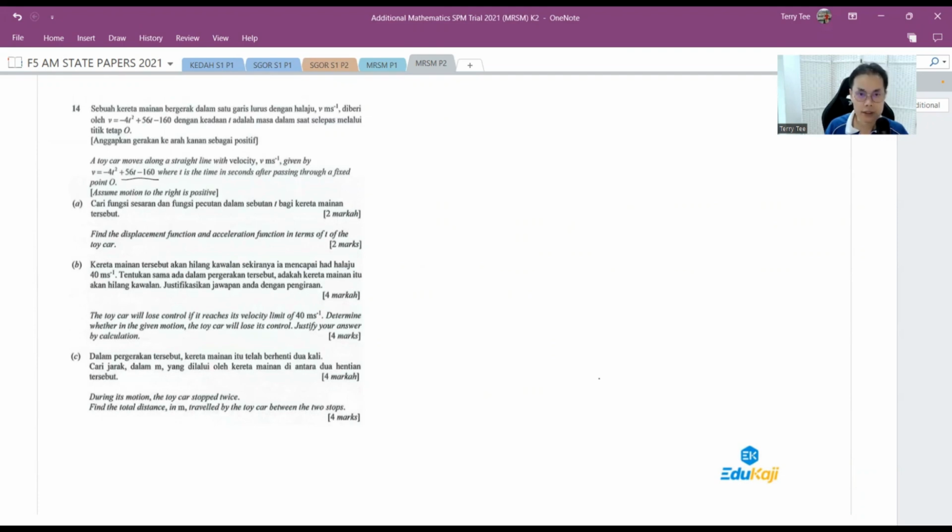Okay, let's start by finding the displacement function. Remember, when you're given velocity, you differentiate to get acceleration, and you integrate to get back your displacement. So for displacement, you integrate your velocity, the integral of -4t² + 56t - 160 dt. When you integrate, you copy negative 4, copy t, increase the power by 1 to 3 and divide by 3. When you integrate 56t, it is 56t² over 2, and then -160t plus c.